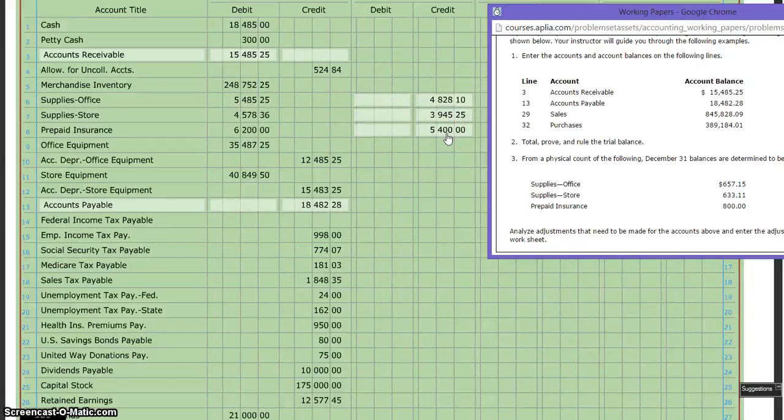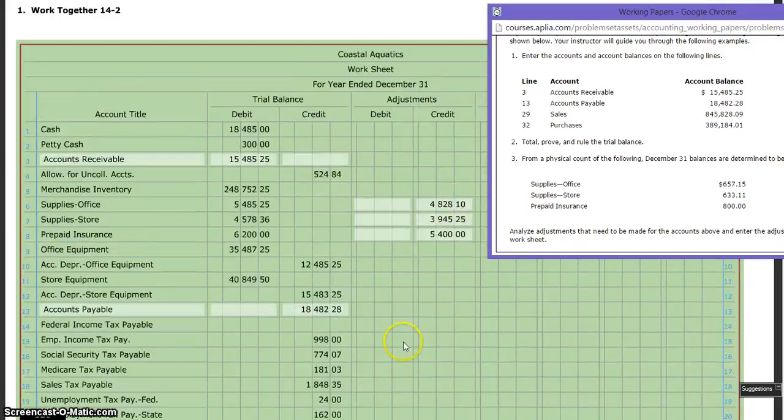So that concludes the 14-2 Work Together. Go ahead and finish this before moving on to the On Your Own problem. So this was pretty simple as to putting the remaining trial balances, making sure they're in the right debit or credit side, and then doing the first three adjustments, supplies-office, supplies-store, and prepaid insurance.